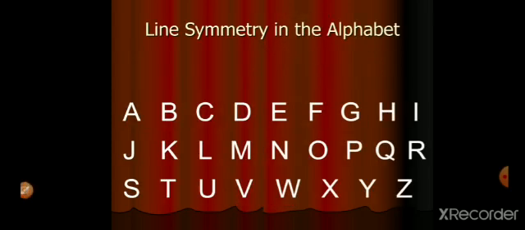Line symmetry in the alphabet. We all know there are 26 letters in the alphabet. Now let us see which letters have line symmetry.